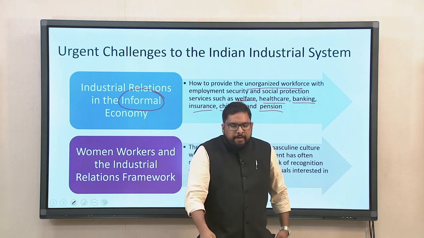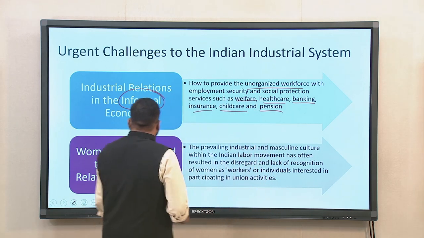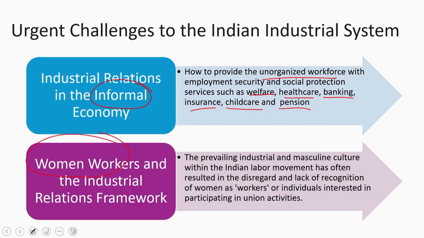Now, yet again, another important factor will definitely come up: women workers. Women workers and the industrial relations framework is also a bit skeptical. The prevailing industrial and masculine culture within the Indian labor movement has often resulted in the disregard and lack of recognition of women as workers or individuals interested in participating in union activities. So these two essentially are still critical factors when it comes to the Indian industrial system, and this stays out as the urgent challenges to the Indian industrial system.